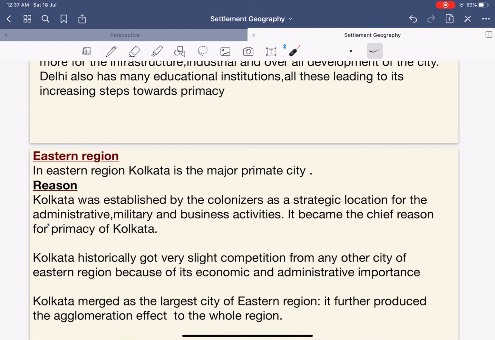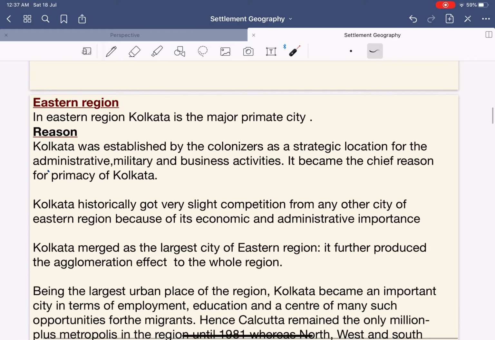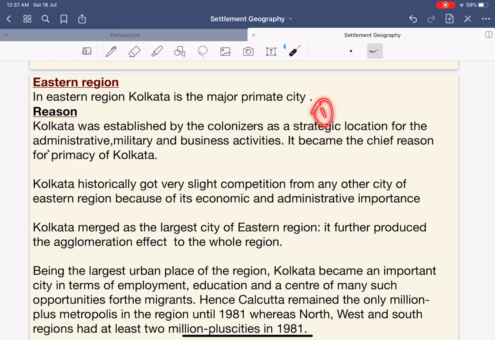Now let us look into the eastern region. In the eastern region, we have Calcutta as one of the primate cities. Now, why did Calcutta become one of the primate cities? Reason number one was historical: prior to 1947, as you must know, Calcutta was the capital city until in 1911 the capital was transferred to Delhi. Till then, Calcutta was the capital city of British India.